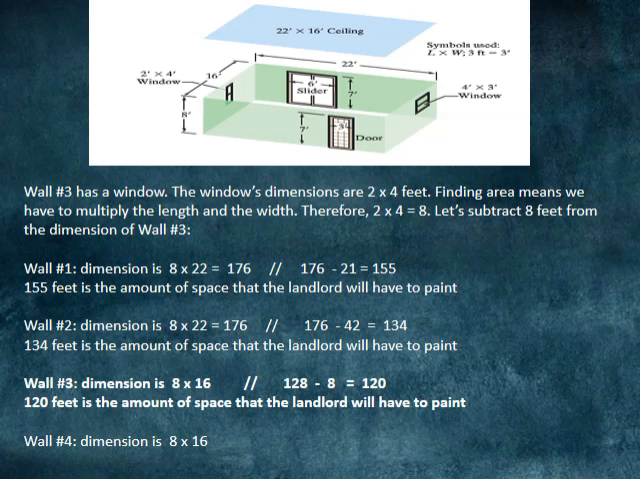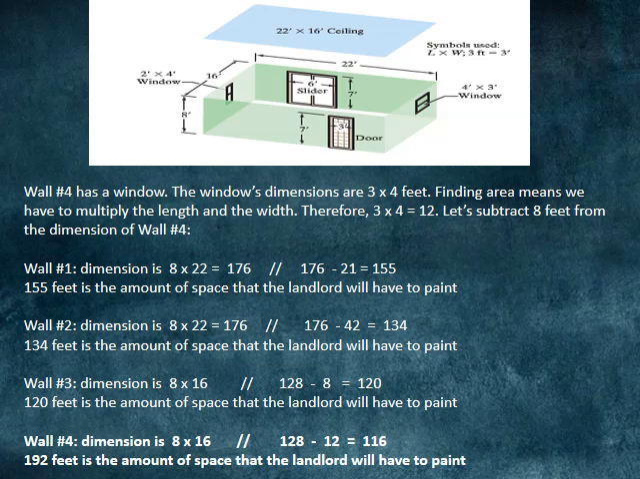That window is only 4 by 2. If you take 4 times 2, that's 8. We take the total amount of feet on that wall, 128. You subtract 8, that comes out to be 120. 120 feet is the amount of space that the landlord's going to have to paint on that wall. Great. Let's move on to wall number 4.